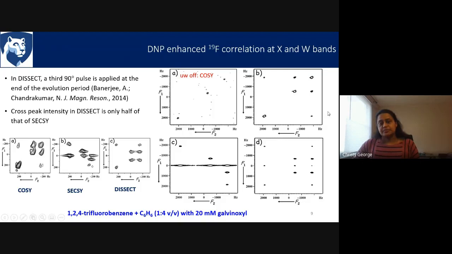So with DNP, we were able to do all sorts of 2D NMR experiments and get the information in a very short time period. For example, these experiments at the W band were collected within just half an hour, less than half an hour, with a sample volume of less than 2 microliters. And these experiments we could even do at the X-band frequency as well.